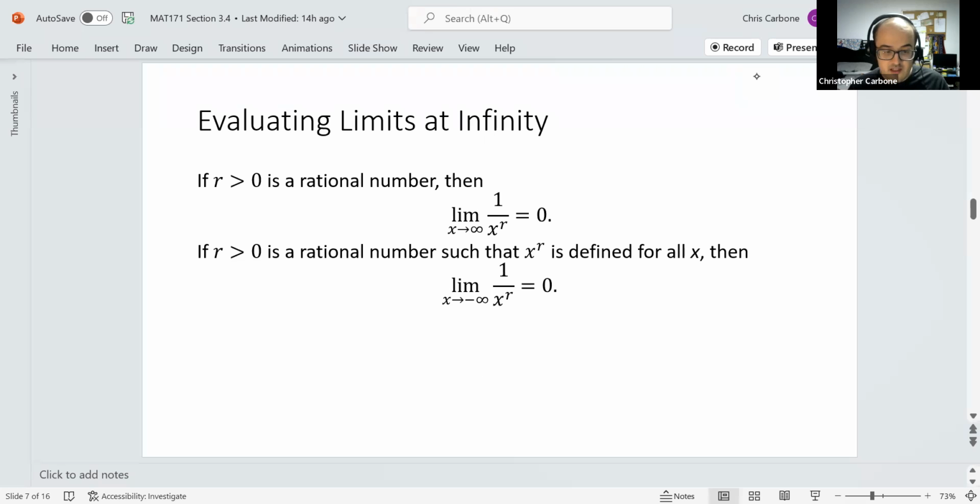So evaluating limits to infinity, let us refer to this as theorem number 4. If r is greater than 0 and is a rational number, then the limit as x approaches infinity of 1 over x to the rth power is equal to 0. Likewise, if r is greater than 0 is a rational number such that x to the r power is defined for all x, then the limit as x approaches negative infinity of 1 over x to the rth power is equal to 0.